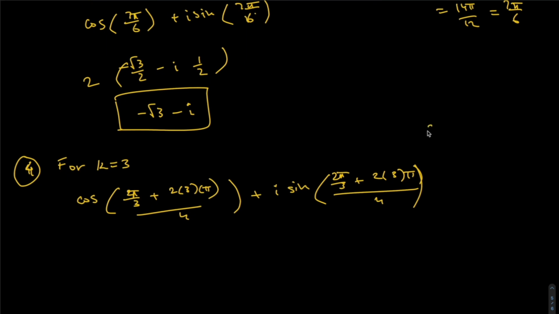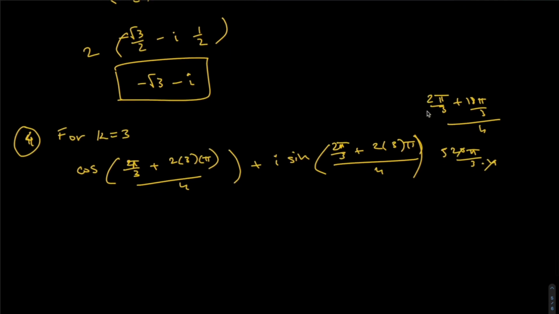So now, if I evaluate this again, 2 pi by 3 plus 6 pi. So 6 pi, I can write as 18 pi by 3. 18 pi by 3 upon 4, this would be 20 pi by 3 times 4, basically. So it would be 5 pi by 3. So I'll have cosine of 5 pi by 3 plus I sine 5 pi by 3.